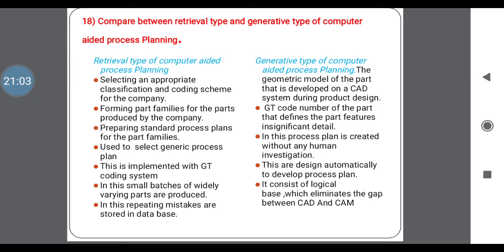In a retrieval type, parts produced by the company, but here a GT code indicates the production of those parts. This is implemented with a GT coding system. These are designed automatically for a process plan. Here, small batches of widely varying parts are produced, whereas a large batch of parts is produced in the other. In this, repeating mistakes are stored in the database. It is not possible in a generative type.